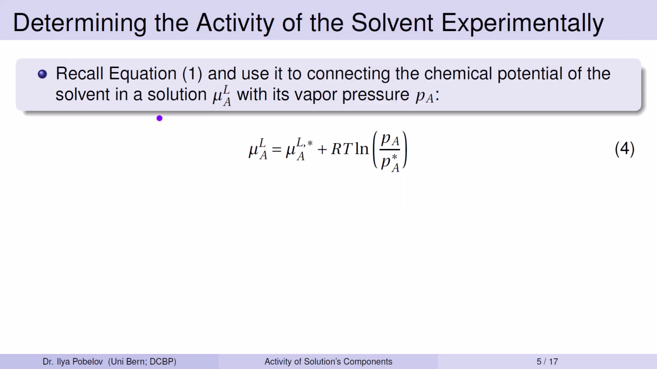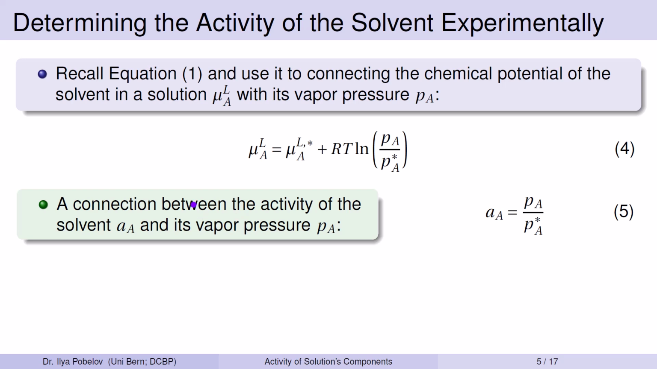Now we recall the first equation and use it to connect the chemical potential of the solvent in a solution with its vapor pressure. Remember that this relation holds true for both ideal and real solutions. Using two previous equations, we can establish a connection between the activity of the solvent and its vapor pressure. a_A equals p_A divided by p_A*.